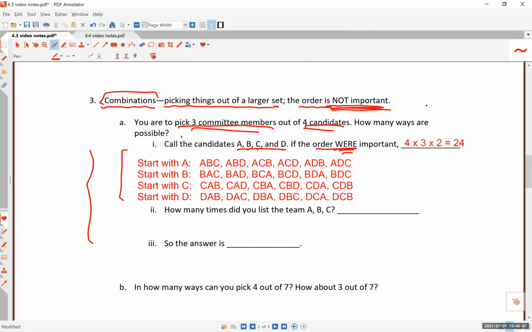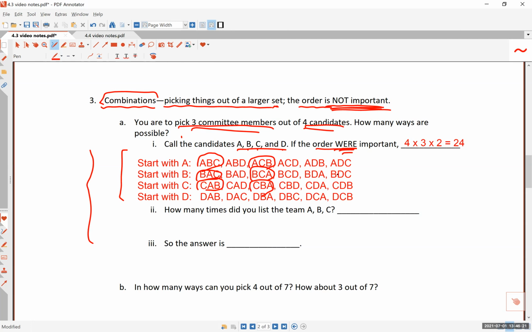Because for instance, ABC is the same as ACB, and that's the same as BAC. Remember, those will still make the same committee of 3 people out of 4. BCA and CAB, and CBA. If you look at all the other ones, they will have D. So we are looking for all the permutations without D. And lo and behold, you have 6 of them.